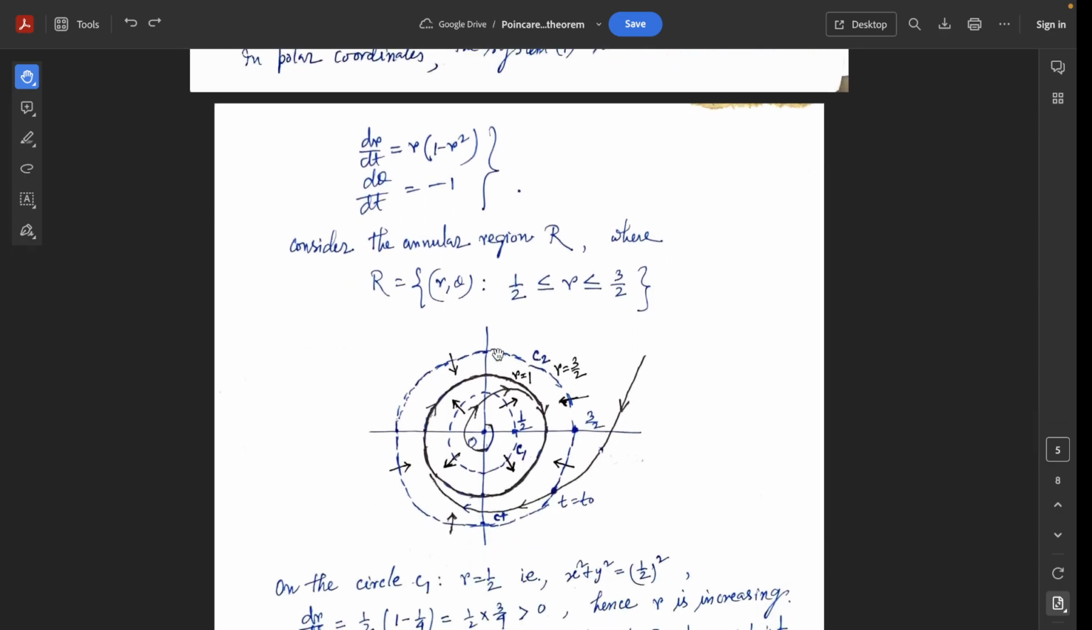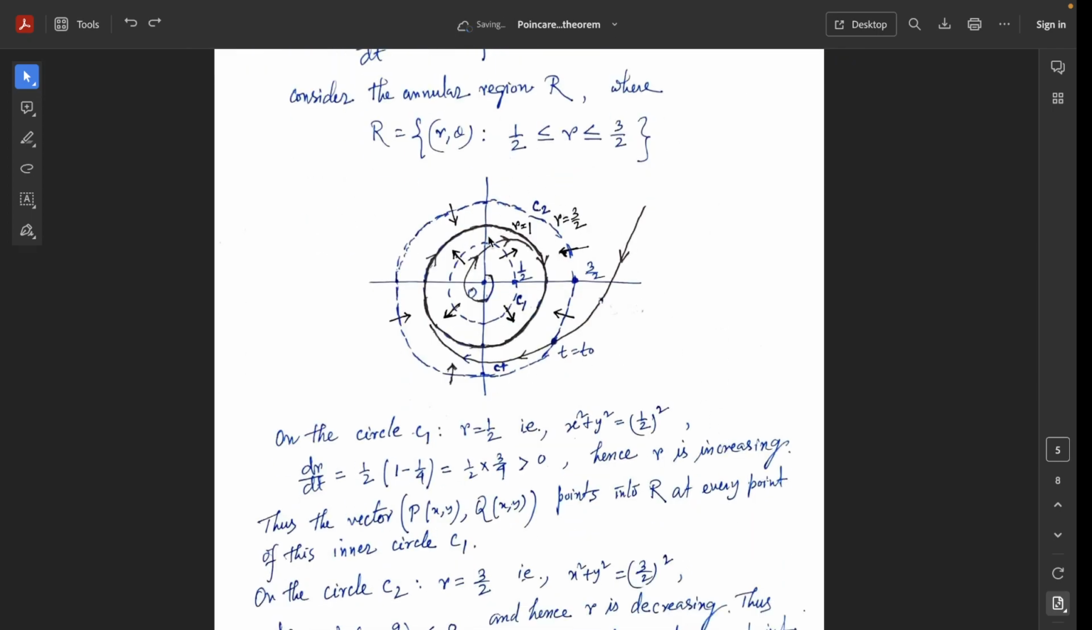Now we consider the annular region R. This is the annular region R. r equal to half: this dotted circle is r equal to half, and this dotted circle is r equal to 3 by 2. So within this region, half is less than or equal to r, less than or equal to 3 by 2. So this bounded annular region is called R, capital R.